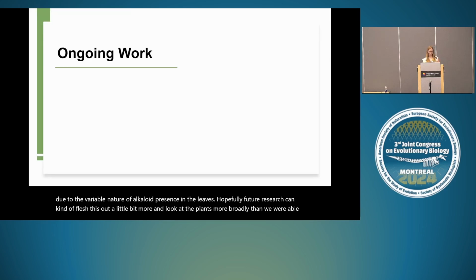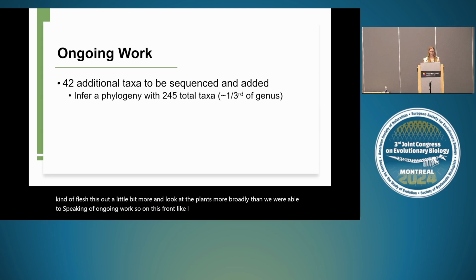Speaking of ongoing work, like I mentioned earlier, we have 42 additional taxa that are in the process of being sequenced and will be added into the tree. This will result in a phylogeny with a grand total of about 245 taxa, which is between a third and a half of the clade. So in total, we're aiming to provide a more comprehensive picture of Palicorea that can then be built upon or compared for other methods, as this is, at least in my lab group, a really interesting group and something I feel like we could benefit from a lot.